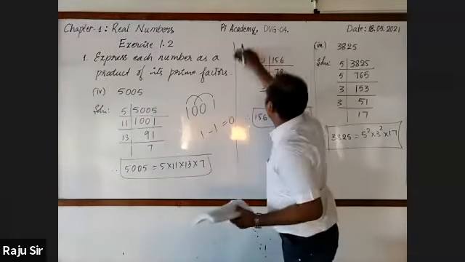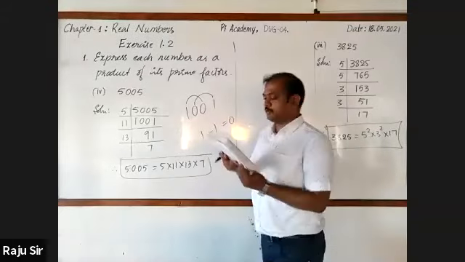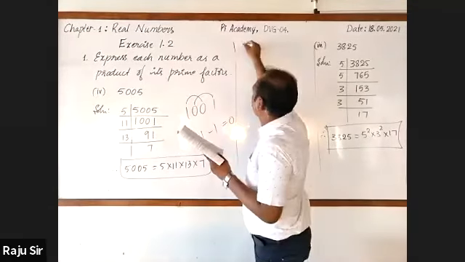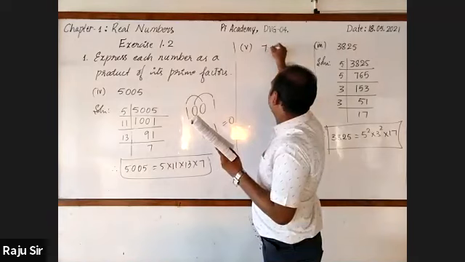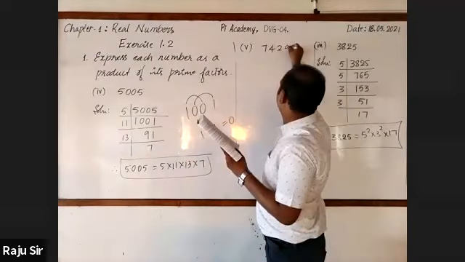Next, one more sub question. The fifth sub question is 7,429.